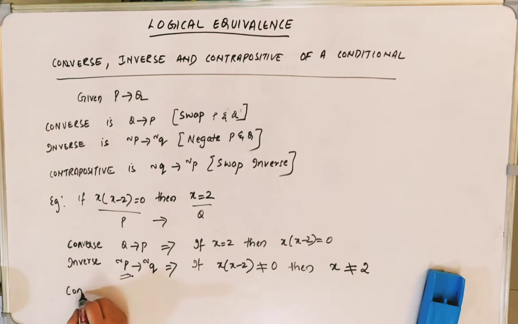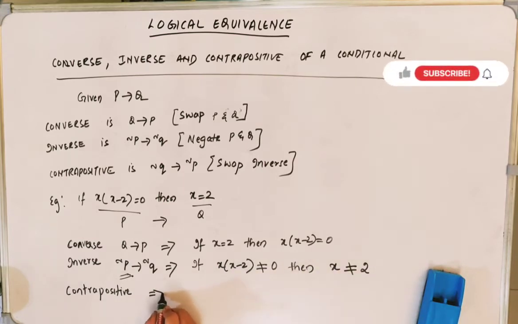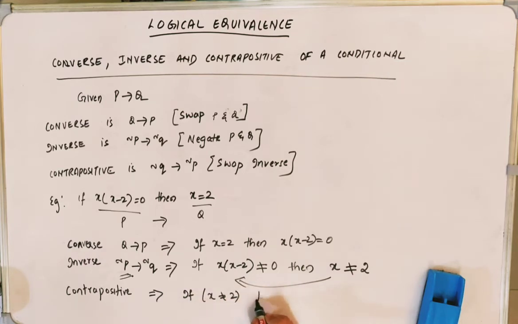What will the contrapositive be now for the same thing? We'll have to swap what we've got in the inverse, right? So just swap this. This will be the contrapositive. If x is not equal to 2, then x into x minus 2 is not equal to 0.